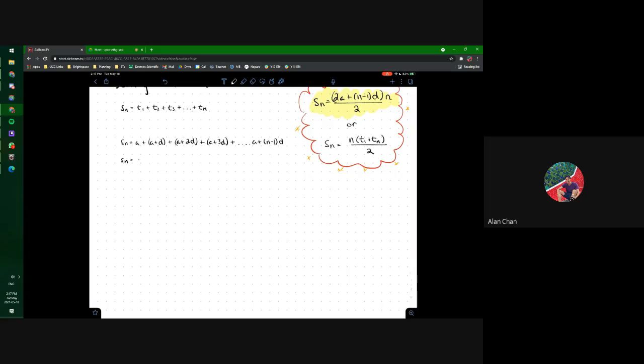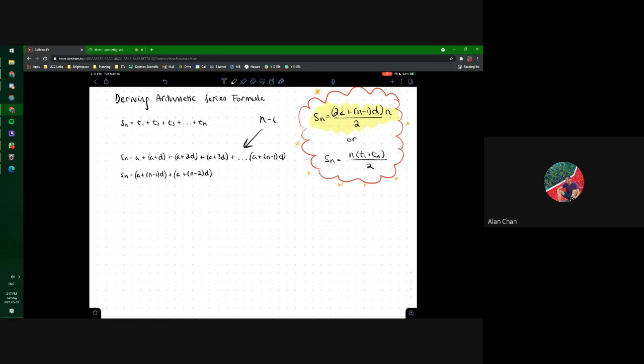So again, we'll add the last term first, which is A plus (n minus 1)D. Maybe I should put that in brackets. Then we're going to add the second last term, which is A plus (n minus 2)D. Why is it n minus 2? Well, think about the second last term. That is the n minus 1 term. And of course, we know that the formula is this. So if it's n minus 1, we'd substitute n minus 1 in here, and it would be n minus 1 minus 1, which is n minus 2.